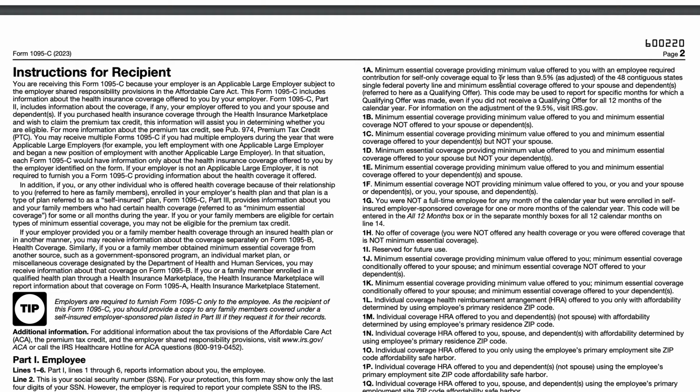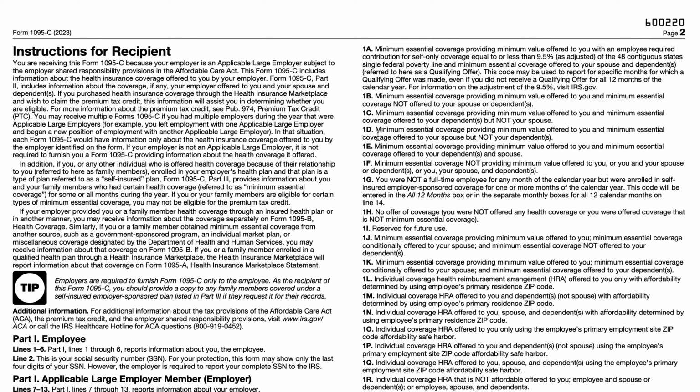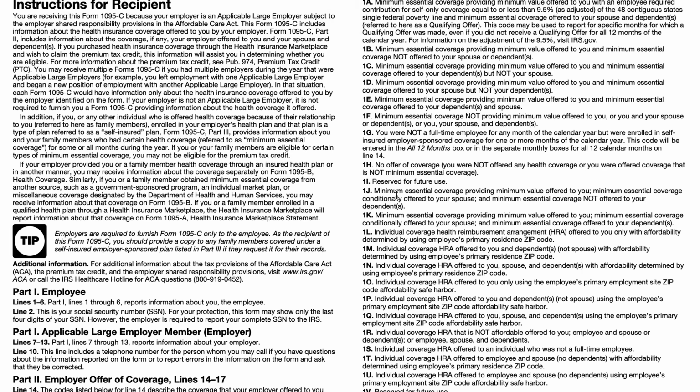Now, this code 1A also means that minimum essential coverage was offered to your spouse and dependents, and this means that it's a qualifying offer. So a qualifying offer basically just means that your particular situation is cared for. All of these other codes are variations of that, where maybe the employer provided minimum coverage to you but not to your spouse, or maybe to you and your spouse but not your dependents. Code 1H means that there's no offer of coverage.